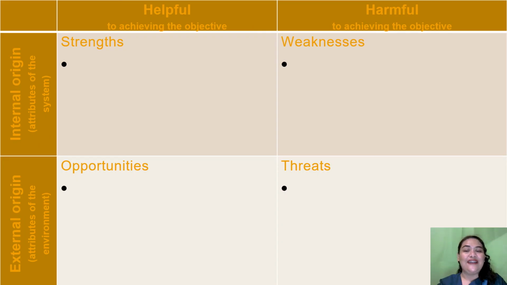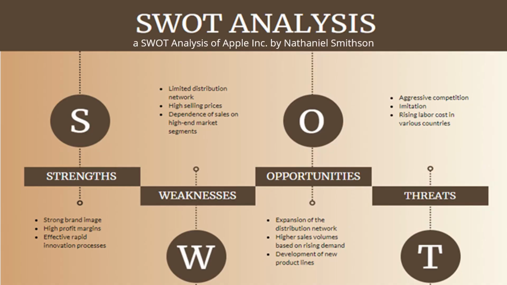To give you an idea of how to create a SWOT analysis, strengths and weaknesses are internal in origin, while opportunities and threats are external. Strengths and opportunities are helpful to achieving the objective, while weaknesses and threats are harmful to achieving the objective. This is an example of a SWOT analysis.